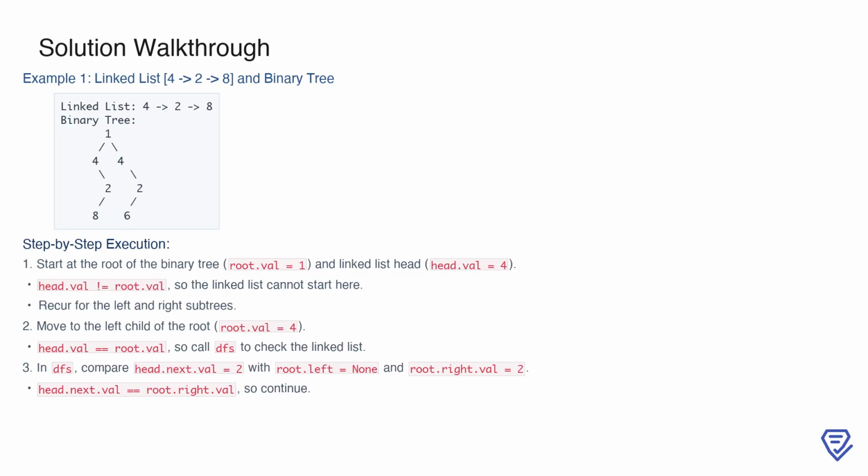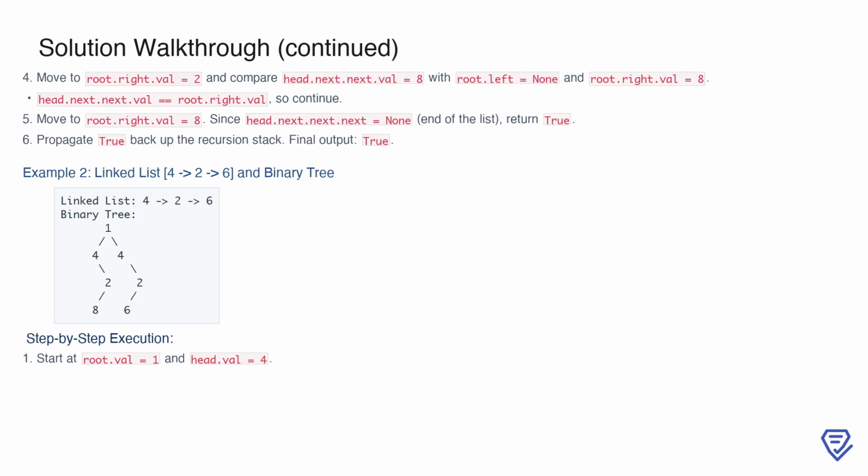Moving to the left child of the root, we find a node with the value 4, which matches the head of the linked list. At this point, we invoke a depth-first search, or DFS, to verify if the rest of the linked list can be traced from this node. Within DFS, we compare the next value in the linked list, 2, with the left and right children of the current tree node. The left child is null, but the right child has the value 2, which matches. Thus, we continue the search along this path.